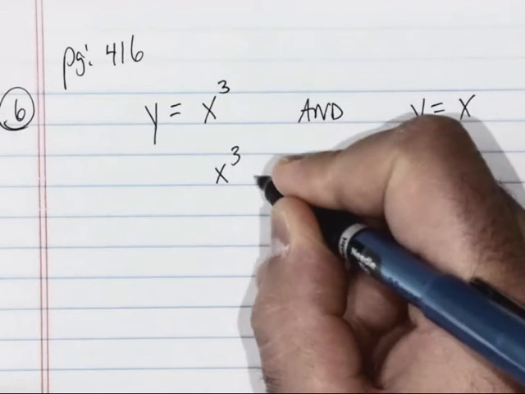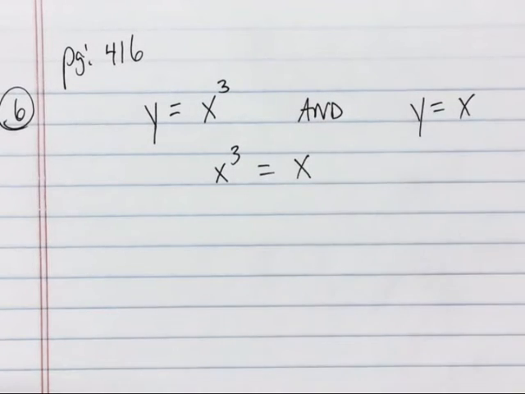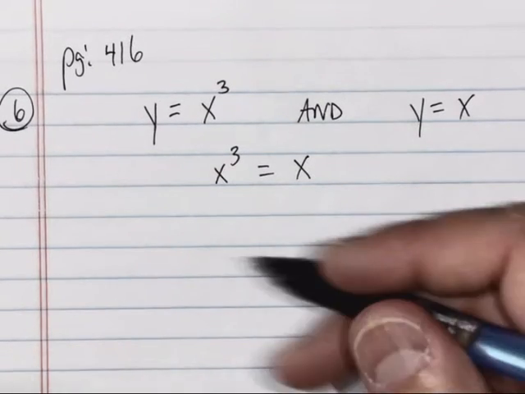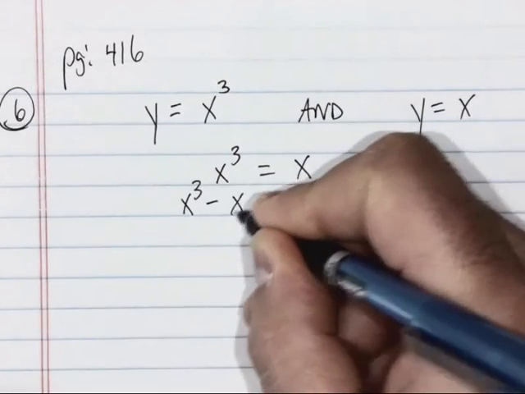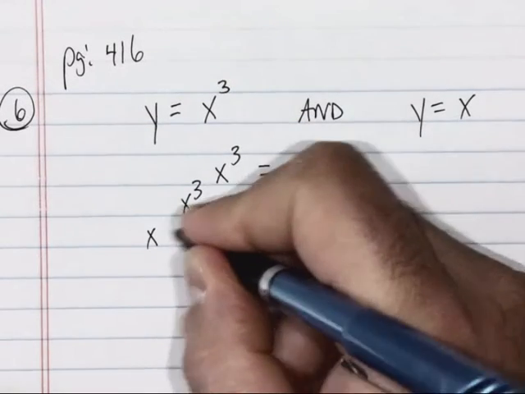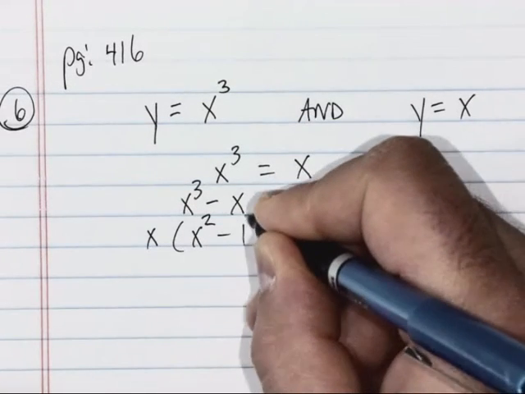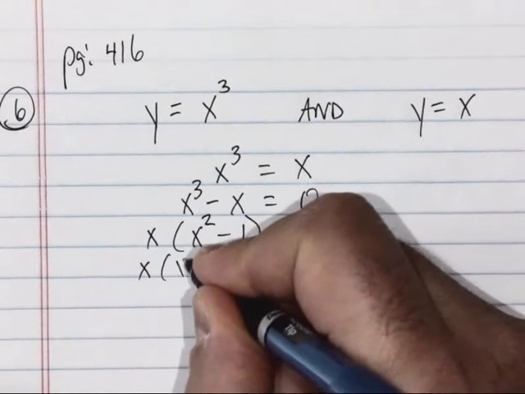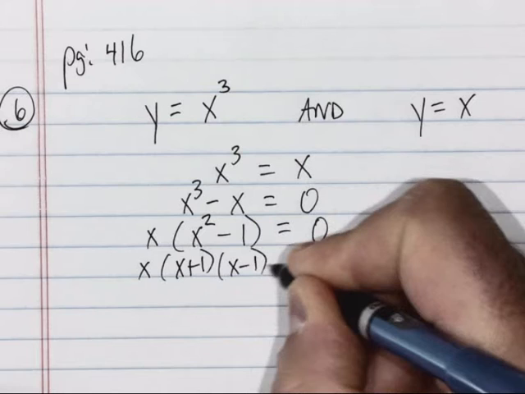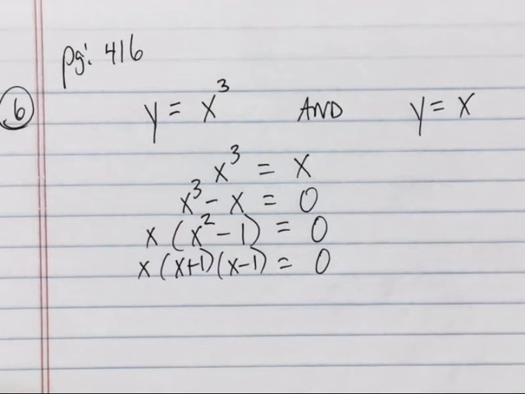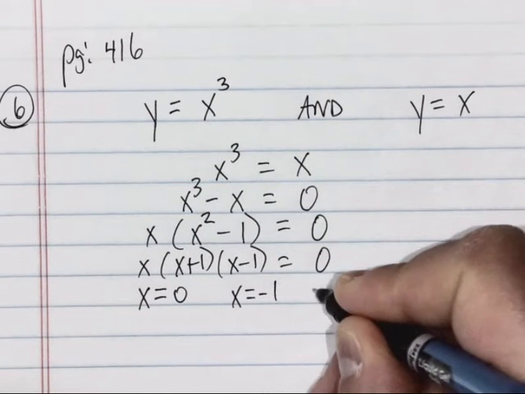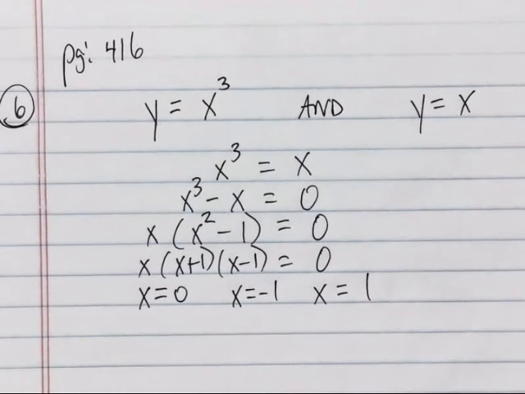So we get x cubed equals x. So once again, we're solving a polynomial, so let's set that equal to 0. Let's factor. All right, we can use the difference of squares here to factor the x squared minus 1. Set each one of those factors equal to 0 and solve. So x equals 0, x equals -1, and x equals +1. So that gives us our intersection points.